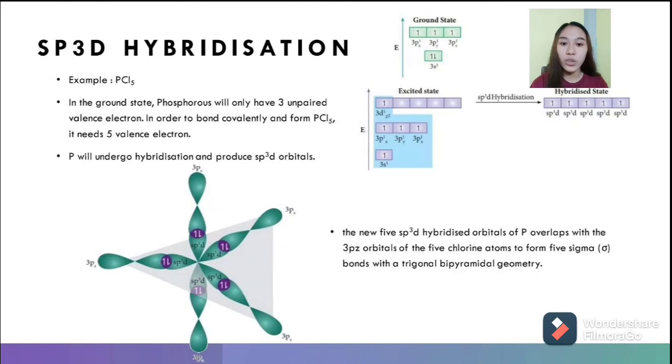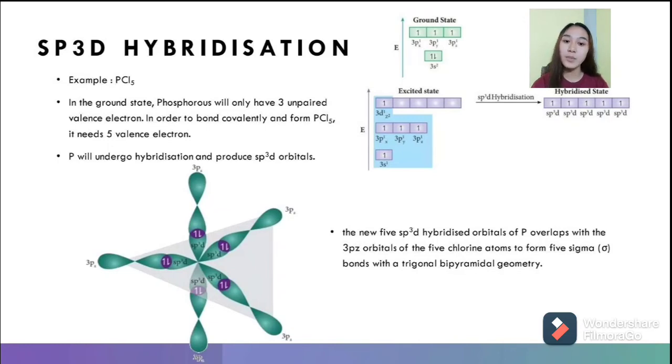So what we're gonna do is again excite this paired electron in order to produce the excited state so that it can form sigma bonds with 5 chlorine atoms. So in the excited state, we will have 1 valence electron in the 3s orbital, 3 valence electrons in the 3p orbital, and 1 valence electron in the 3d orbital. These 5 unpaired electrons will undergo hybridization and form 5 sp3d orbitals.